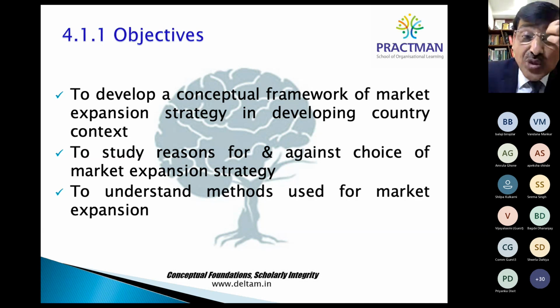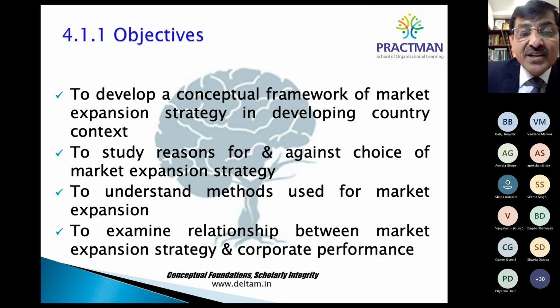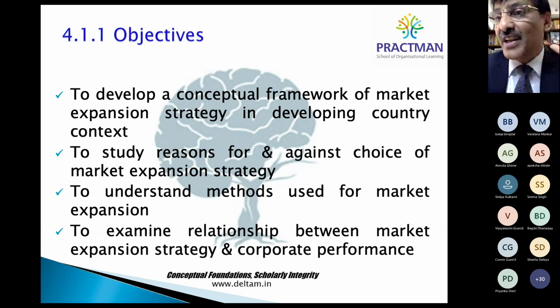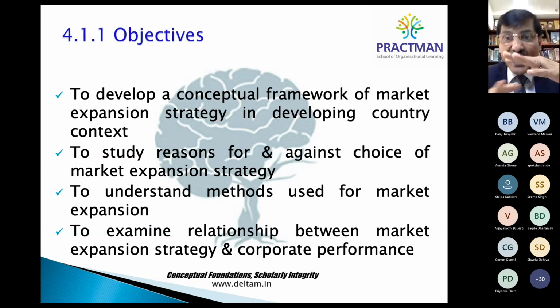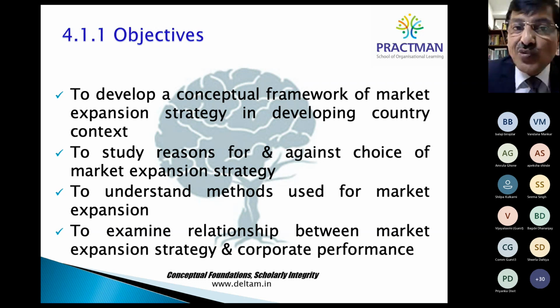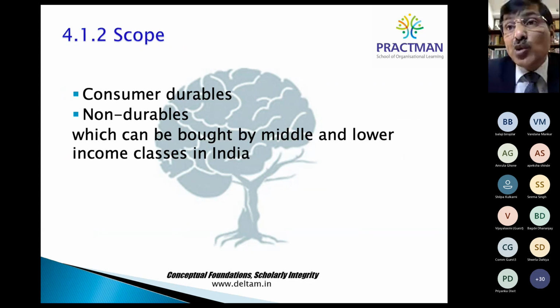To understand methods used for market expansion, because a systematic study was not there. And finally, we wanted to examine the relationship between market expansion strategy and corporate performance at product category level. These were the objectives. But as you will see, from the broad area of research and the research gap, the objectives automatically flow. It cannot be reverse.